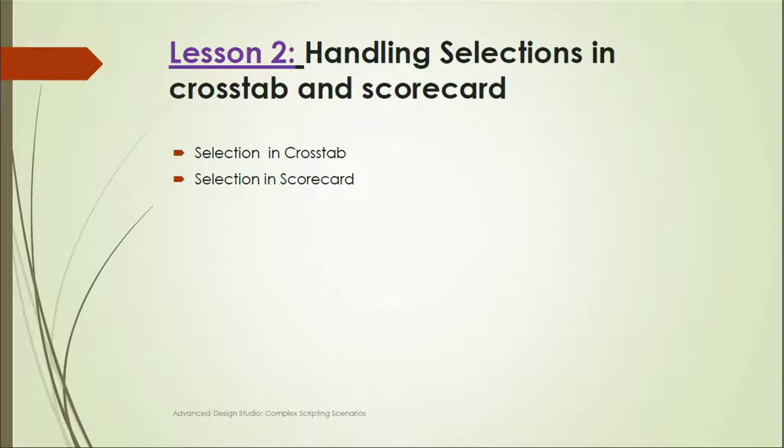Okay, coming to handling selections in Crosstab and Scorecard. How can we handle the selections of the data in the Crosstab and Scorecard? Crosstab and Scorecard are the most important components in Design Studio applications while we develop analysis applications. So we must understand how we can select the data from this Crosstab and how we can utilize that.